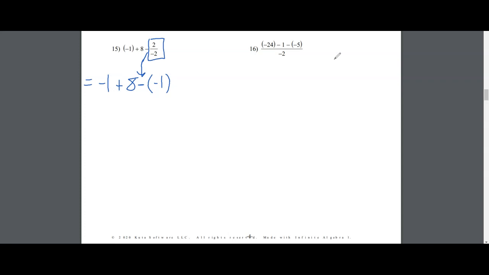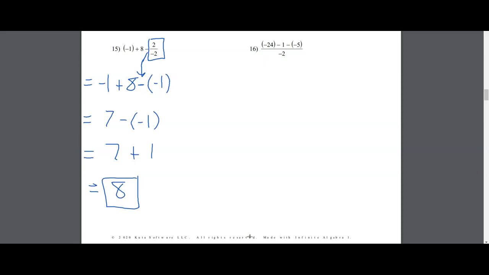Now, remember we said addition and subtraction occur in order from left to right. So I first have to worry about the negative 1 plus 8. That's going to give me 7 minus negative 1. Okay, if you do 8 minus negative 1 first, you may end up getting a different answer at the very end of your problem. So here I have 7 minus negative 1, which is really 7 plus 1, and that gives me 8.